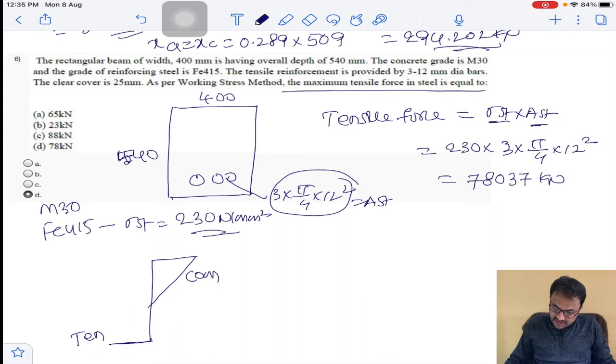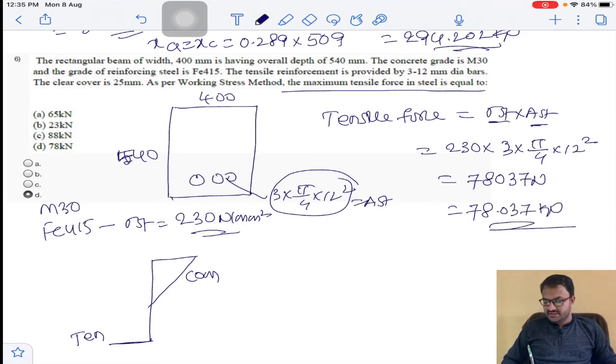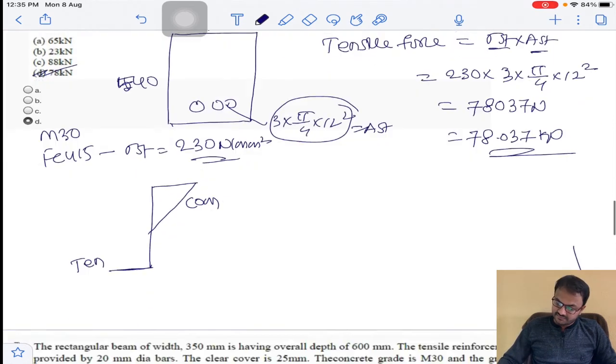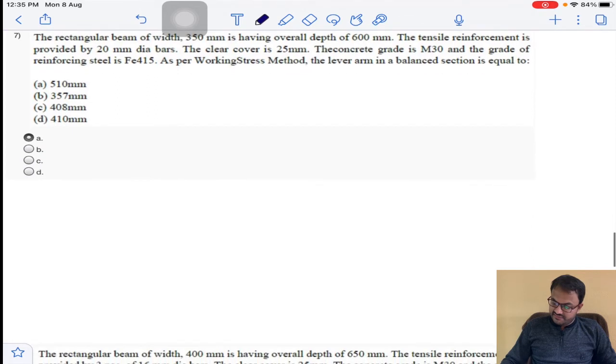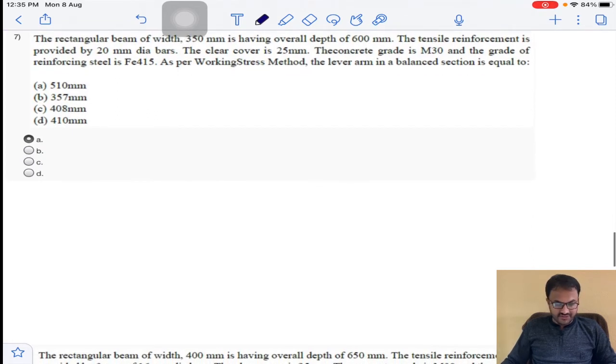78037 Newton. Sorry, it is only Newton. So it will be 78.037 kilonewton. Clear? So the answer will be D for question number 6. Let's go to the next question.